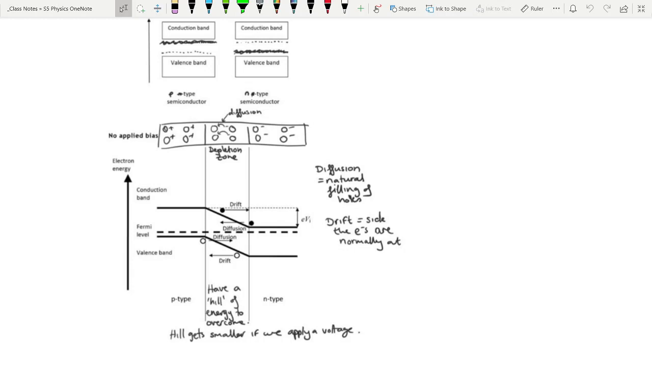So you'll see there's some work here as well. You don't really need to know this: drift is the side that the electrons would normally be on, and diffusion is just the natural filling of holes. Okay, so we'll do that direction there.